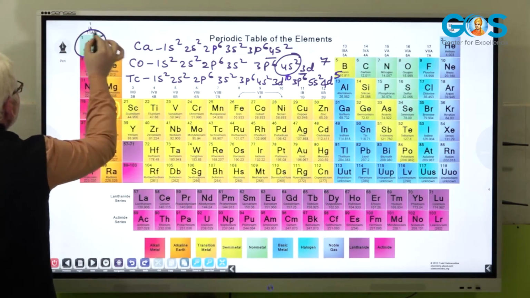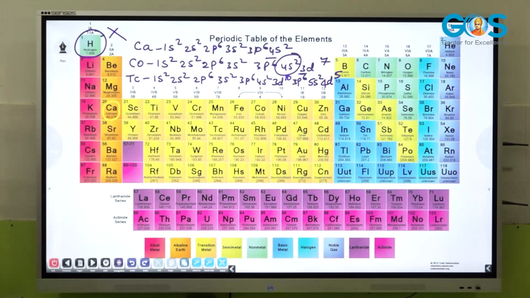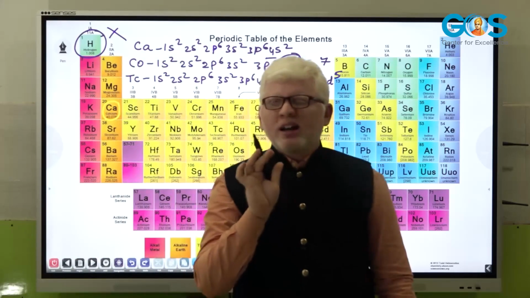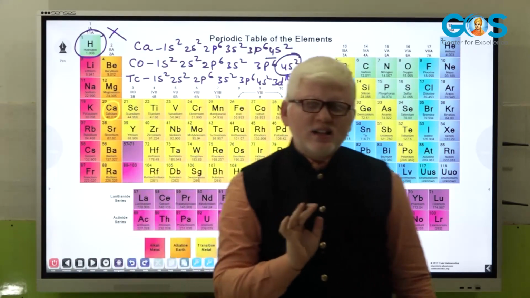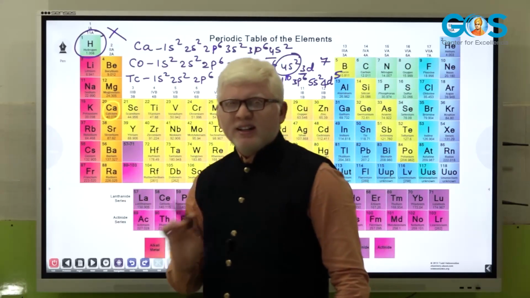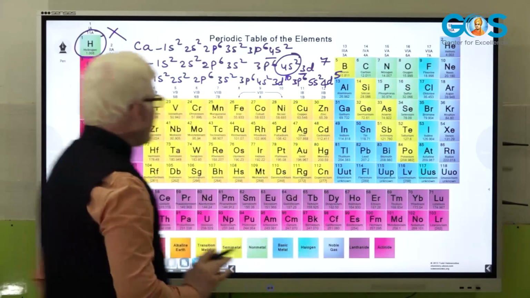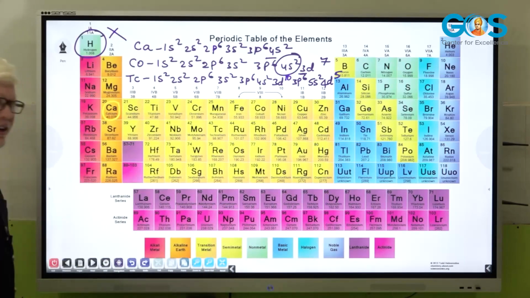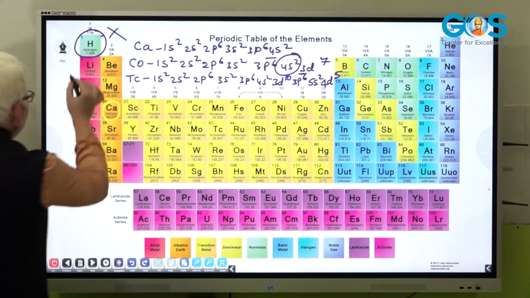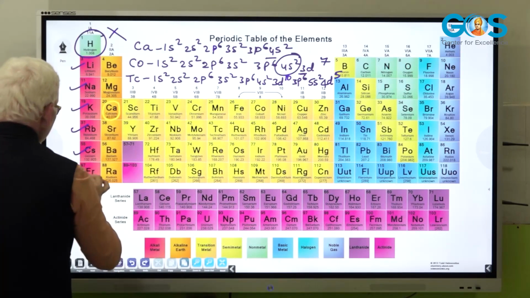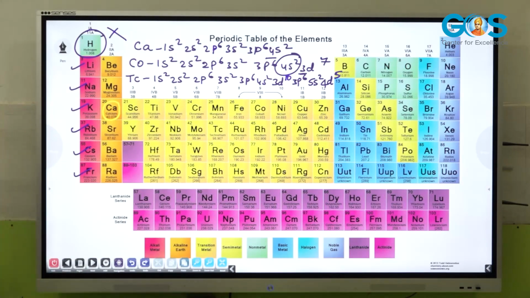Hydrogen will not be considered as a 1A group element. I told you, hydrogen shows a peculiar nature. It won't be considered under any group. It is an isolated element in the periodic table. Lithium, sodium, potassium, rubidium, cesium and francium are called 1A group elements.